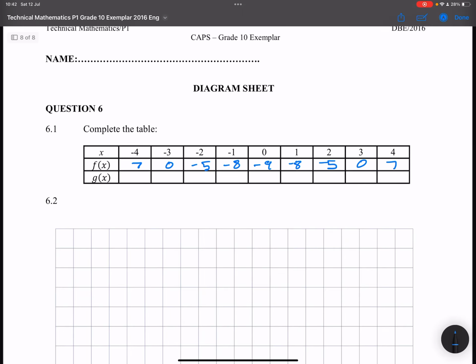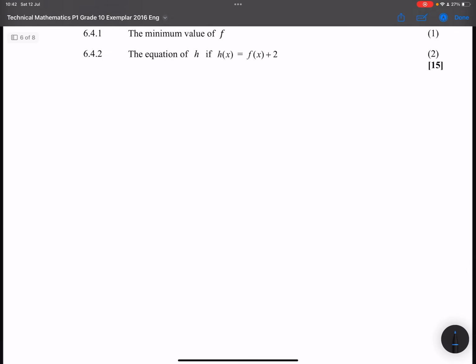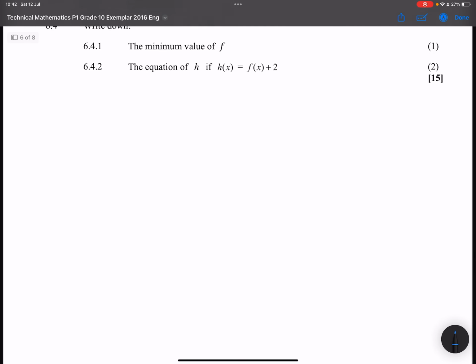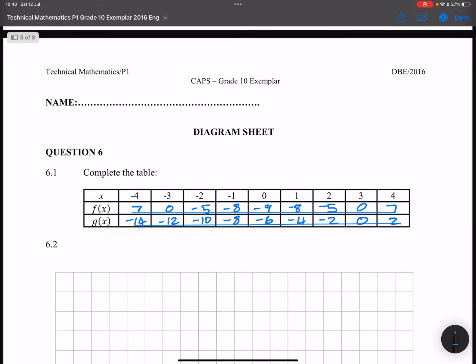Okay, they increase by 2. So -14, -12, -10, -8. That's -6. That's -4, -2. That is 0 and 2. Okay, I just want to verify that our values are okay. All right, now those are the values that we've got.